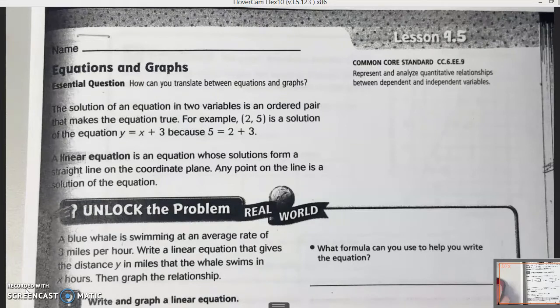So anytime you have a linear equation, that means that if you were to go graph that, it would make a straight line, like what we were doing yesterday. All those lines, that meant that those were linear equations. So when you have a linear equation, any point that falls on that line could be a solution. All right, so looking at the example.